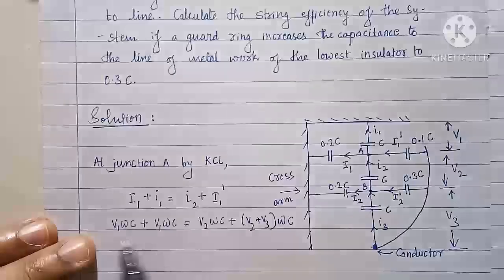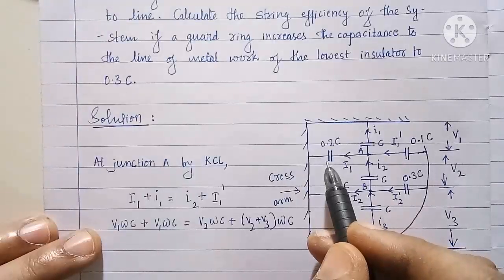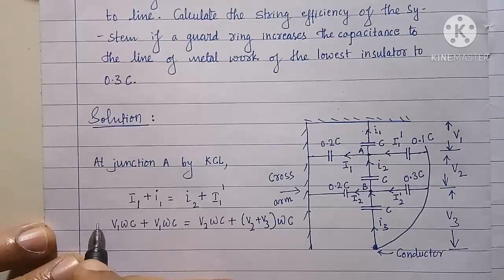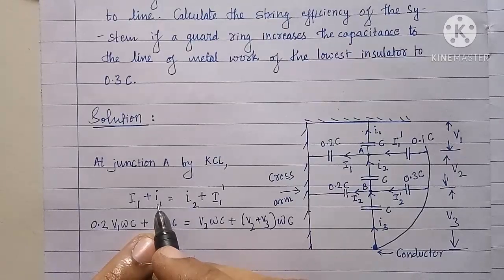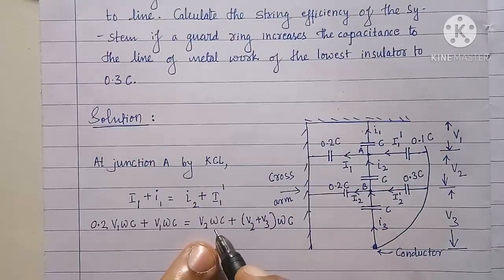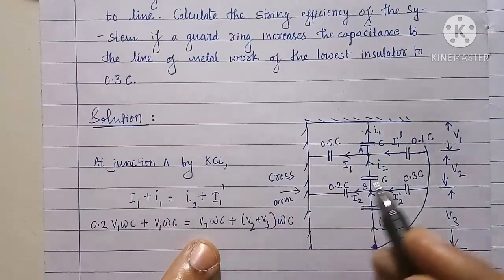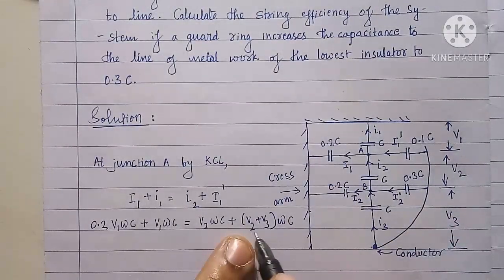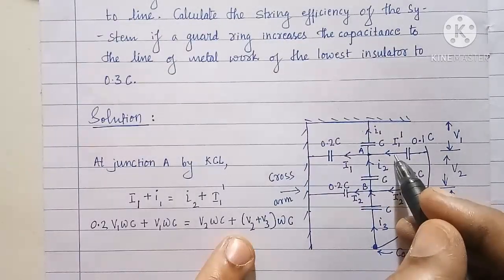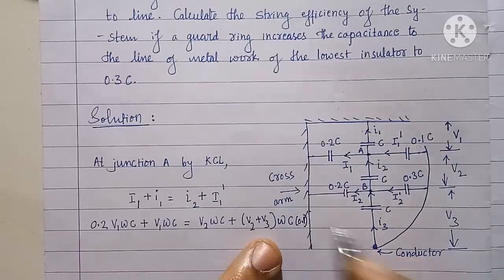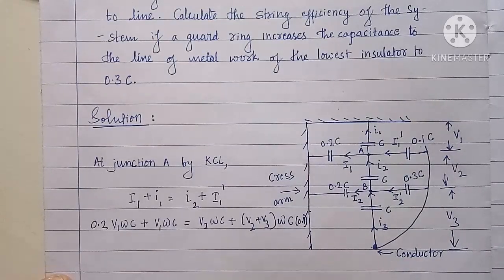Please make a correction here. Capital I1 is flowing through 0.2 C. So I will include here 0.2, and current denoted by small letter I1 is flowing through C. So it will be capital C only. Small I2 is also flowing through C. So there will be no change. I1 dash is flowing through 0.1 C. So I will include here 0.1 in bracket. Okay.